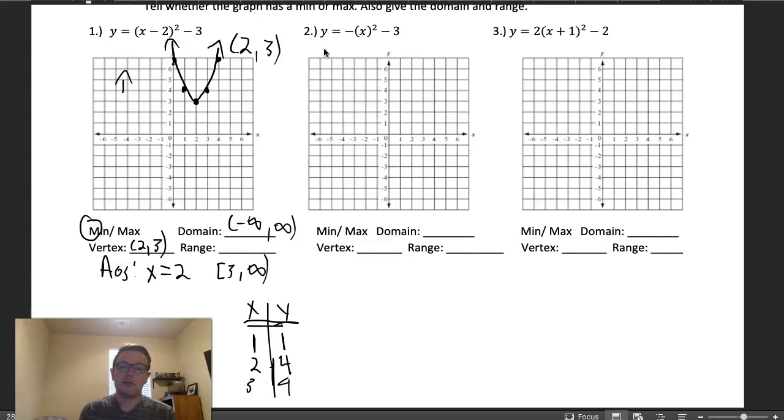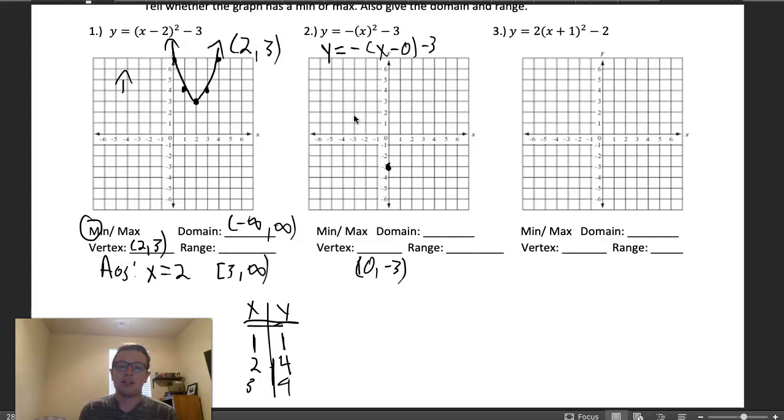Looking at this equation, we can rewrite it as y is equal to minus (x minus 0) minus 3. So 0 is h, minus 3 is k. Our vertex is (0, minus 3). So let's put that down. We go 0, minus 3.